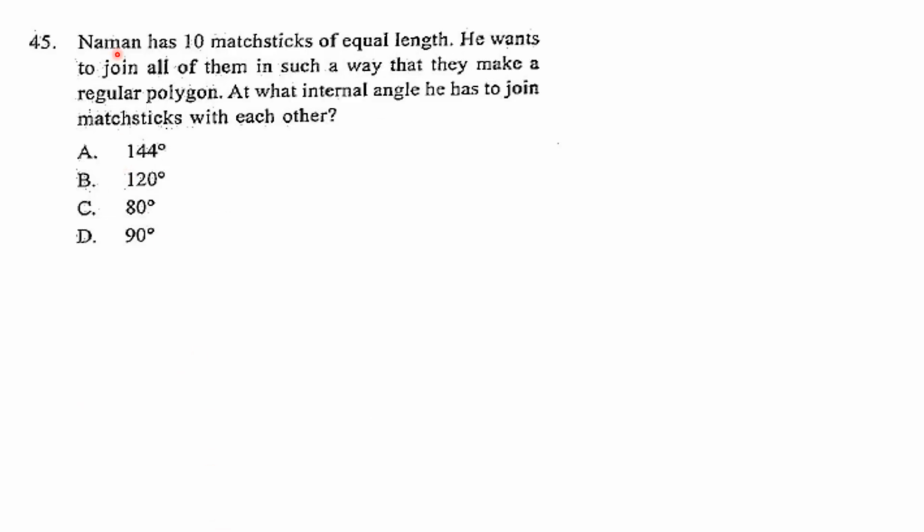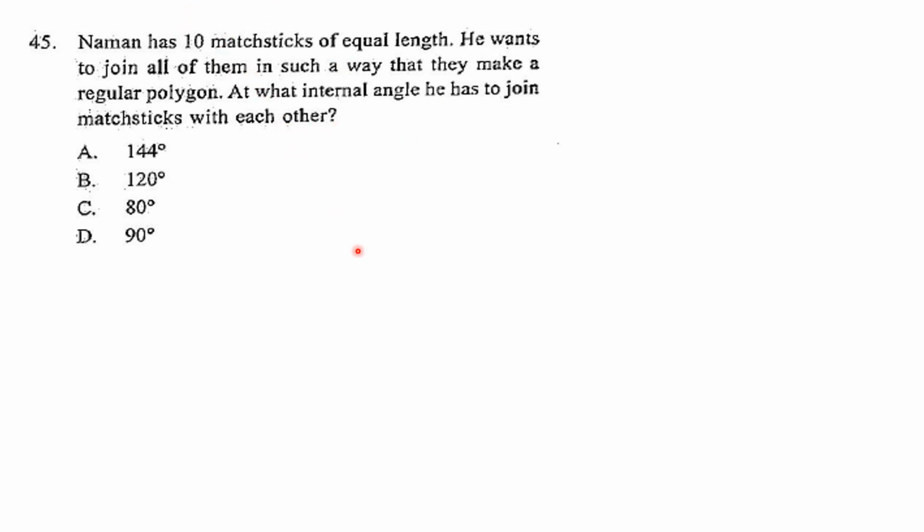Now question number 45. Naman has 10 matchsticks of equal length. He wants to join all of them in such a way that they make a regular polygon. At what internal angle does he have to join the matchsticks with each other? You know that in a regular polygon, all the sides as well as all the angles are equal, right? And what you have to find here is the internal angle. The number of sides in that regular polygon is given as 10, right?